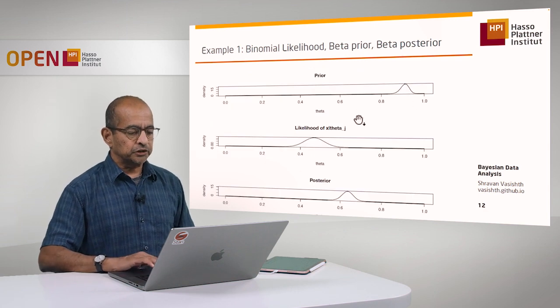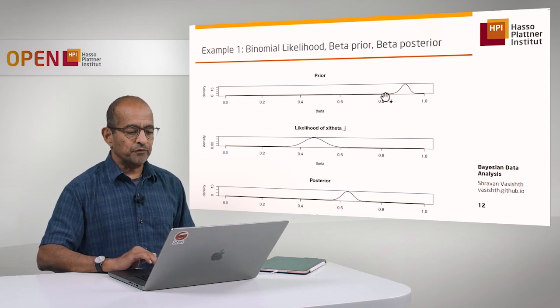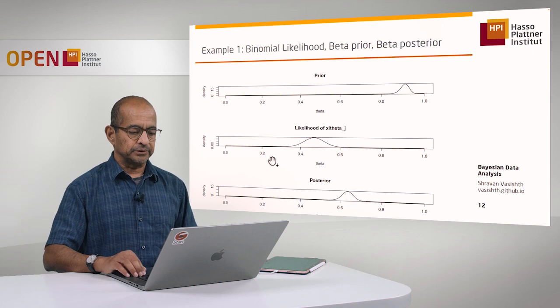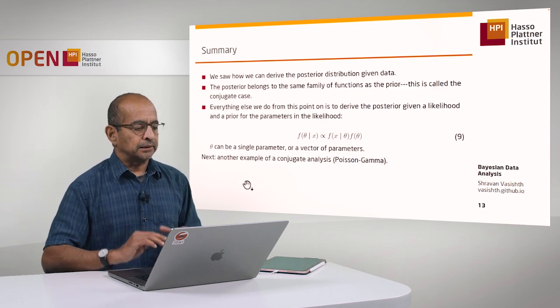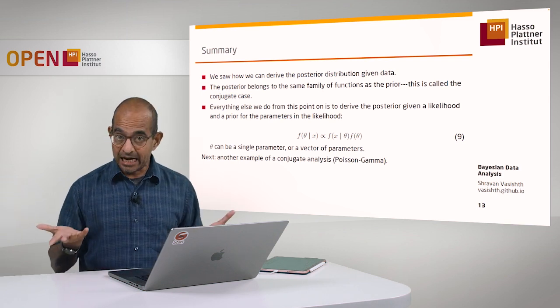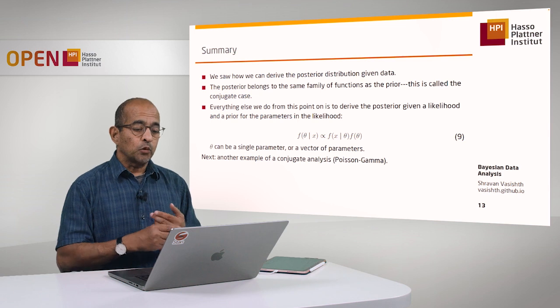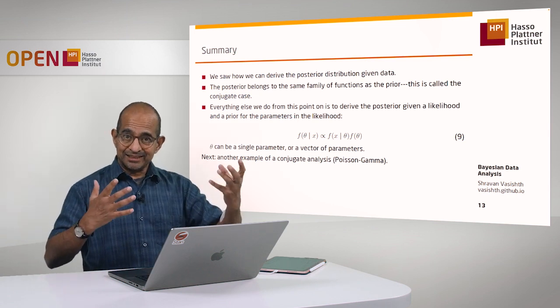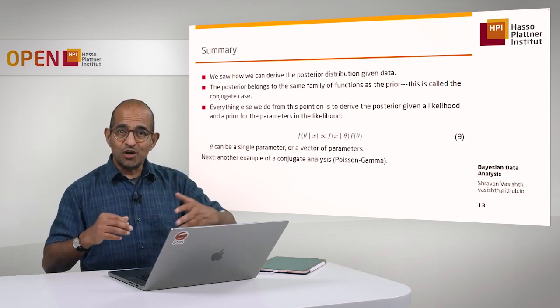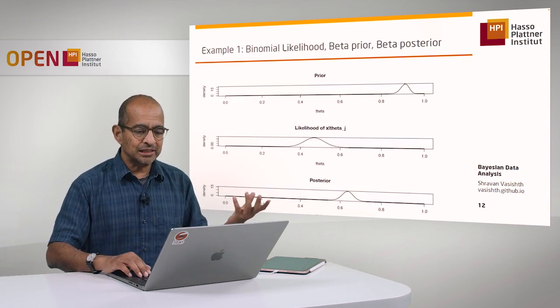And this is just another visualization of what I just showed you. We can basically see that the posterior is going to lie somewhere between the prior and the likelihood in this case. All right, so we've seen a simple example of how we can derive the posterior given some data in the simple binomial case. And what I showed you is that the posterior that we got actually belongs to the same family of distributions that the prior belongs to. How is that the case?